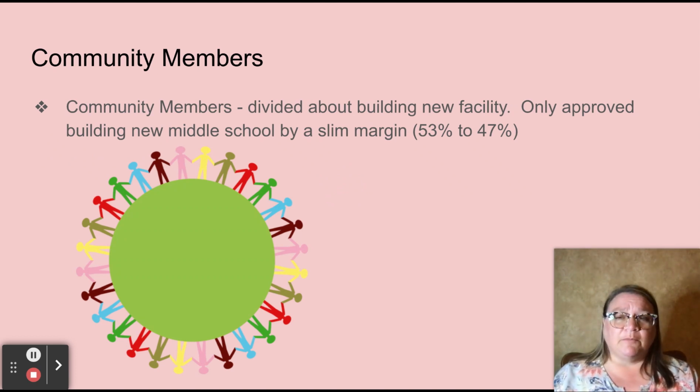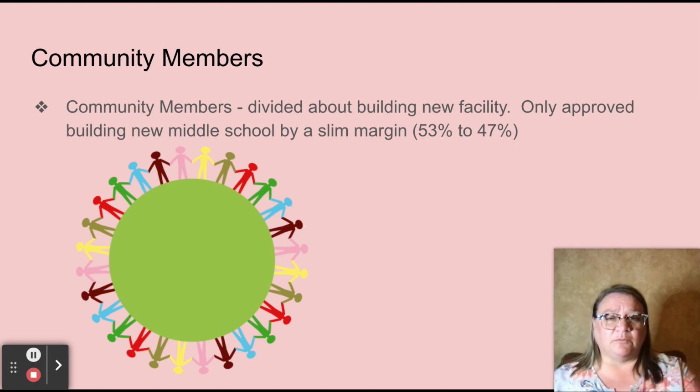So, the community members are the first group of people that I want to talk about. And those community members are divided about building the new facility. They only approved building the new middle school by a slim margin. So that's 53% to 47%. So there's still some division among the community members about what should have been done about this space problem. So we've still got some work to do as far as getting buy-in from those community members.